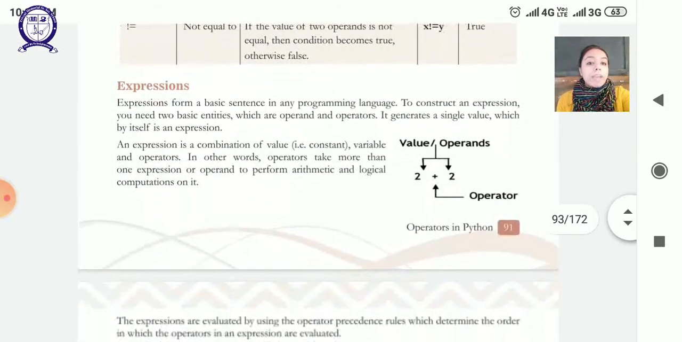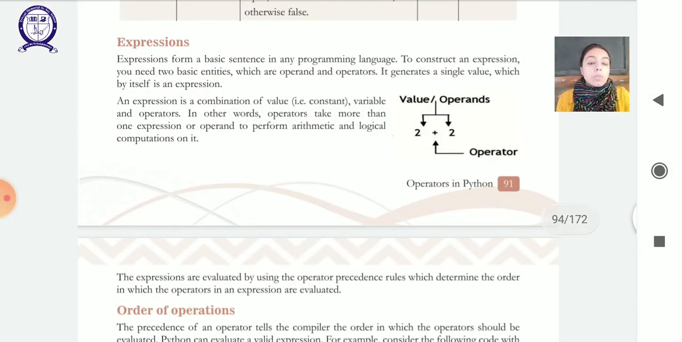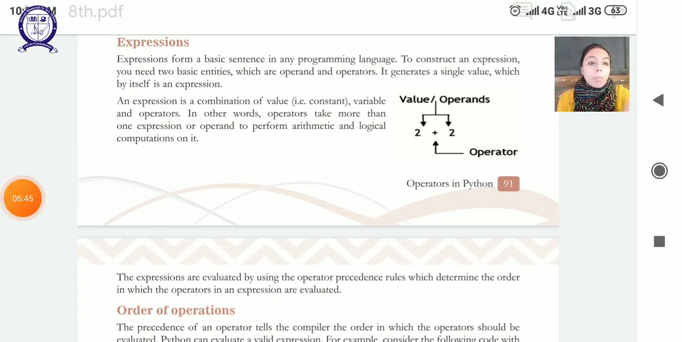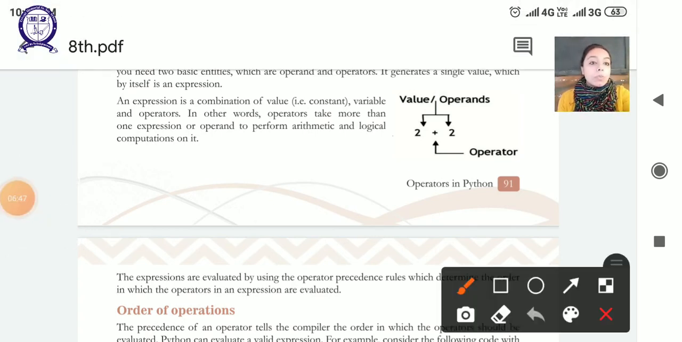After this we have expressions. So what is an expression? An expression is a basic sentence in any programming language. To make an expression, we need values, or you can say operands, and we need operators. So whatever you see here, this full thing is an expression.